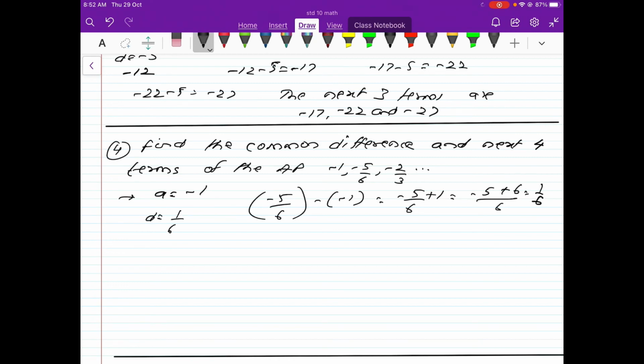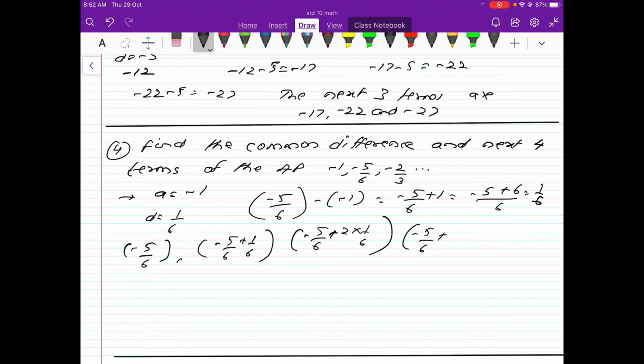Now I have to find the four terms. So the four terms will be like this. This is the first term. The second term will be minus 5 upon 6 plus 1 upon 6. Third term will be minus 5 upon 6 plus 2d, so 2 into 1 upon 6, and the fourth term will be minus 5 upon 6 plus 3 into 1 upon 6.